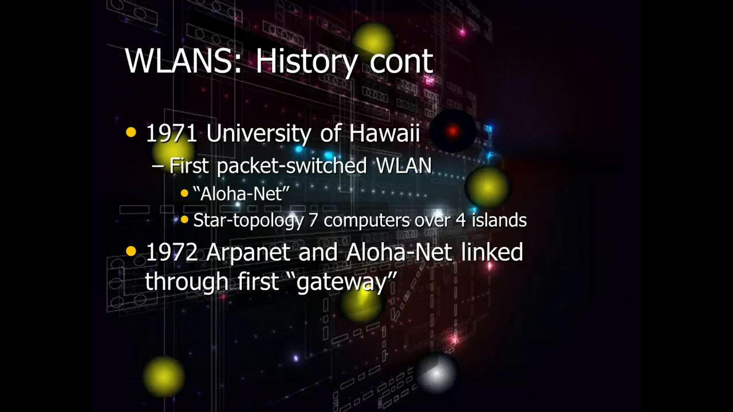And then in the 70s, 1971, the University of Hawaii, I couldn't find exactly why they did it, but they decided to try to send data over the radio waves. So they created what they called the AlohaNet, which was 7 computers spread out over the 4 islands of Hawaii in a star topology, and they weren't able to really transfer much. But still, it was able to work. And then in 1972, they connected to the mainland net of ARPANET through the first gateway.